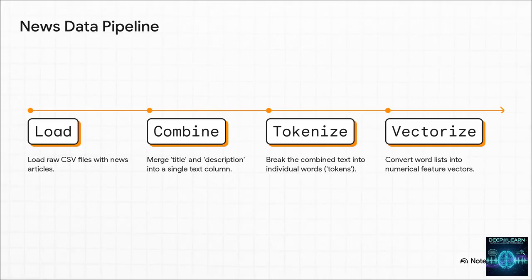And just like before, getting the data ready is absolutely step 1. This pipeline looks pretty familiar, right? We load the raw data, we break the text down into individual words, and then we turn those words into numbers. It's the exact same fundamental process we used for the movie reviews, just pointed at a new target.